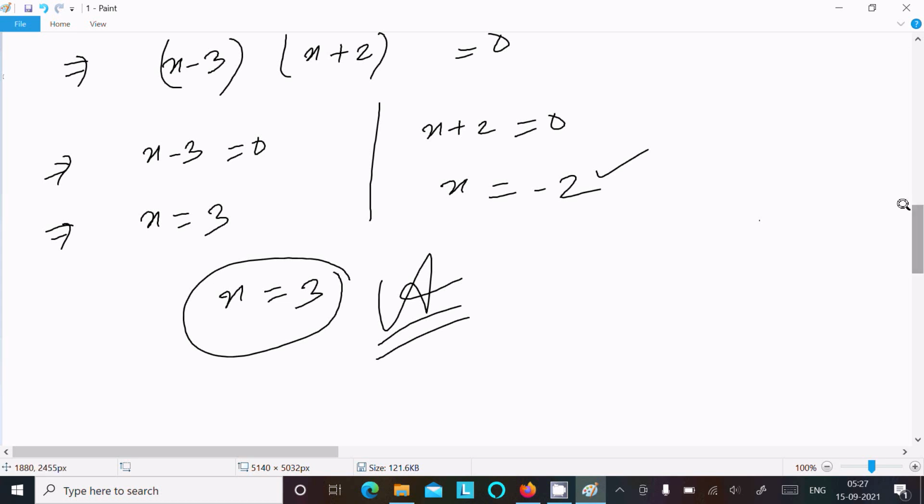Since x is a natural number, x equals 3 is the answer. So this is the way we can find the value of x. Here you can write x as a natural number, so that x equals 3.